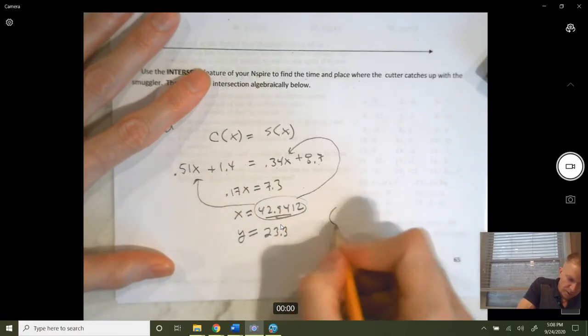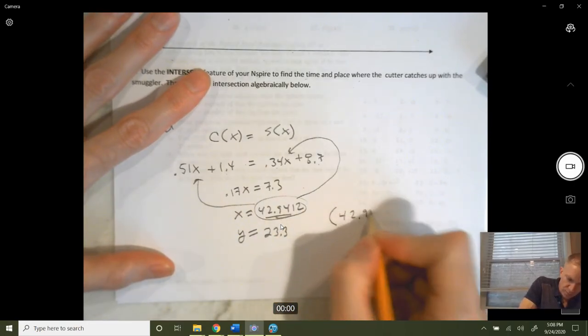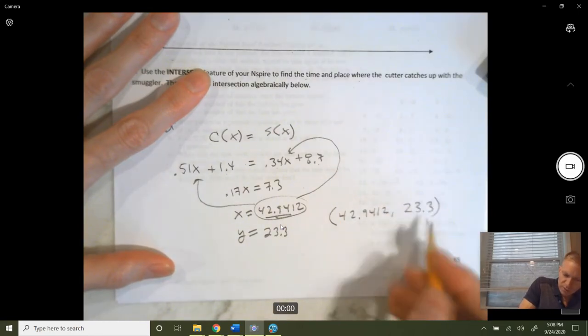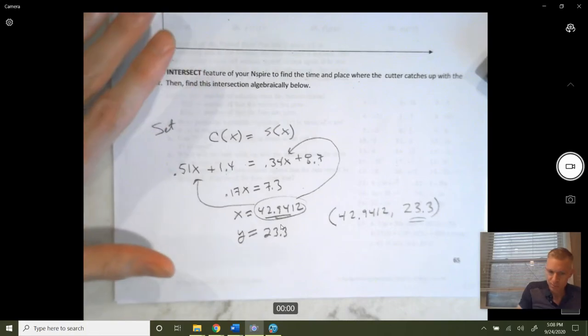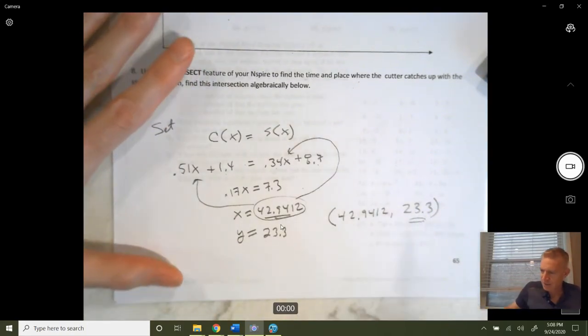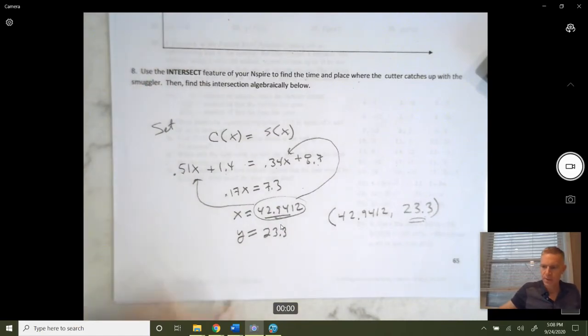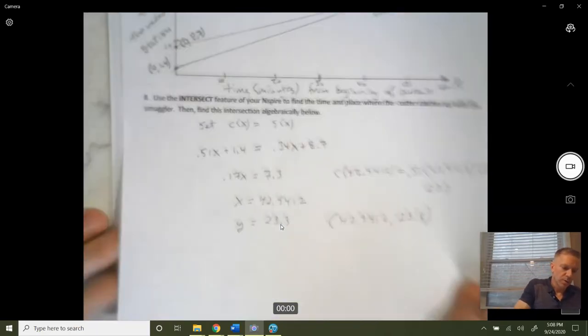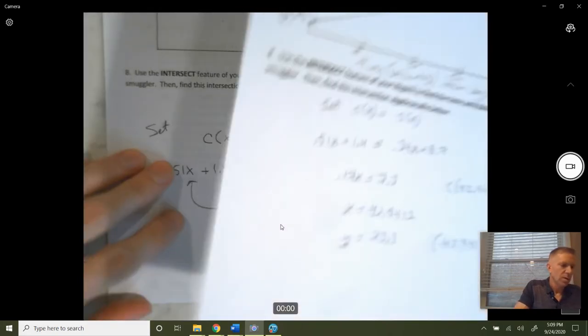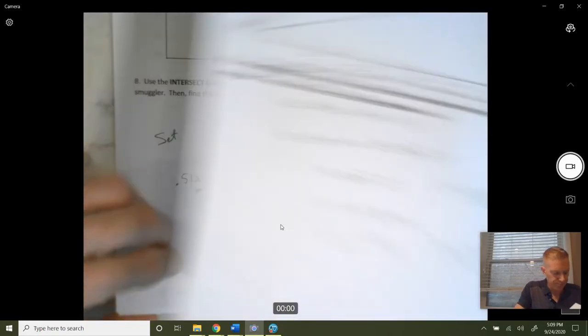Okay, so your ordered pair is 42.9412, comma, 23.3. You'll notice the reason that I left that alone, I didn't give you more than one decimal place, is because that's actually an exact answer. Okay. All right. Well, I will post the solutions to all this with the video, but now we're going to do one more problem.